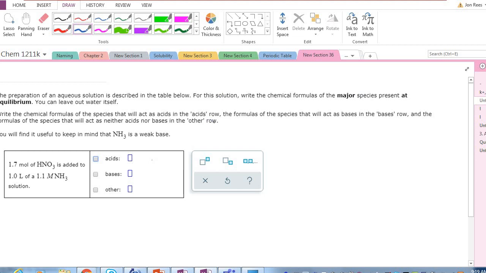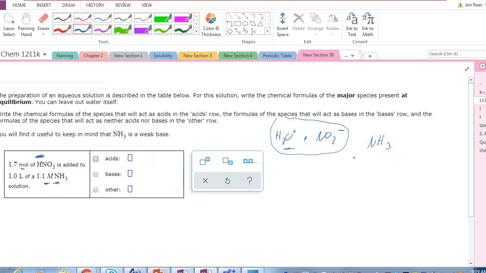Alright, let's see if we can get some other things here. In this case, let's look at the problem. I have HNO3, which is a strong acid, and I have NH3, which is a weak base. Notice that I have 1.7 moles of HNO3 and 1.1 moles of the weak base. So let's write up here that H3O plus is going to form in the water. I'm going to have the NO3 minus, so that's my nitric acid taken care of, and the only other thing in here is that weak base.